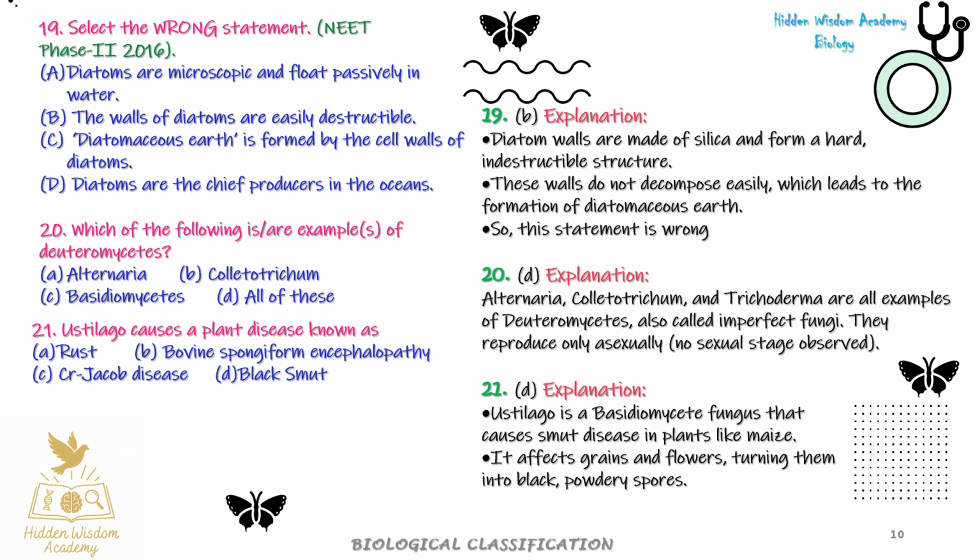Explanation. Ustilago is a basidiomycete fungus that causes smut disease in plants like maize. It affects grains and flowers, turning them into black, powdery spores. So, option D is the correct answer.